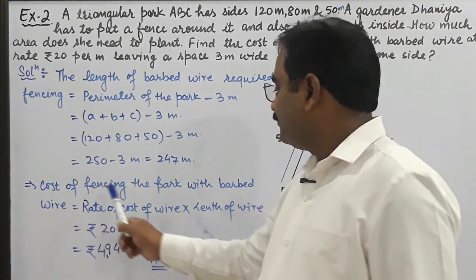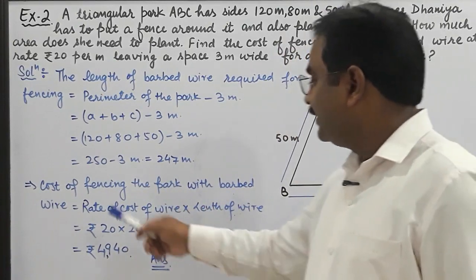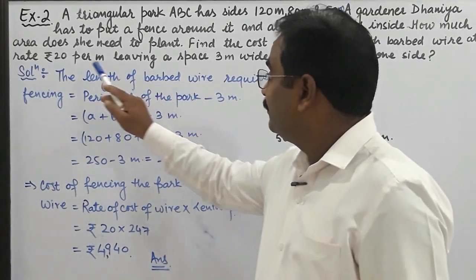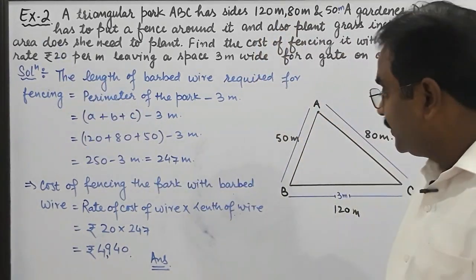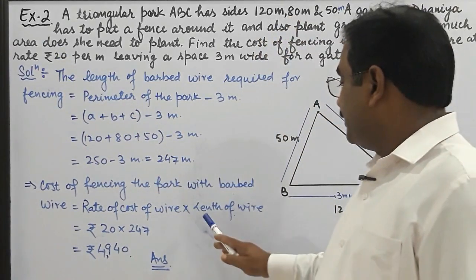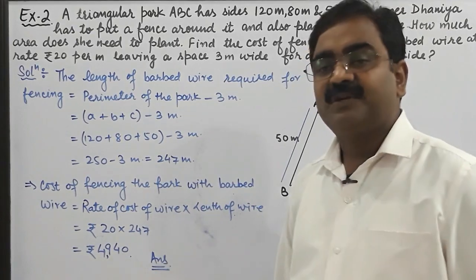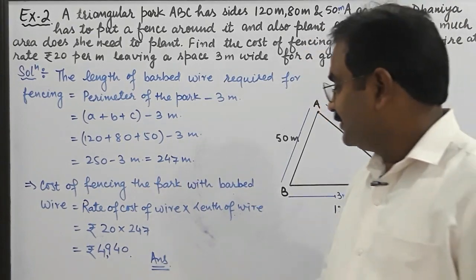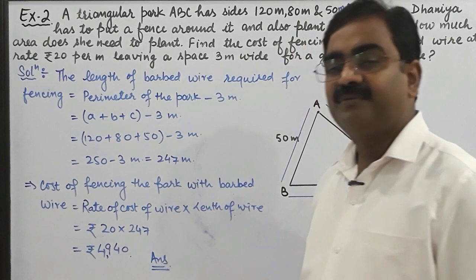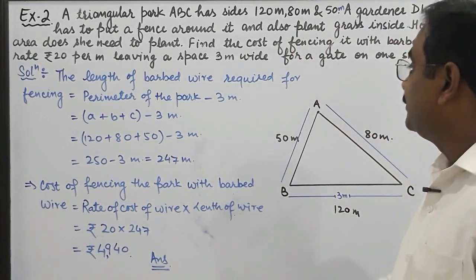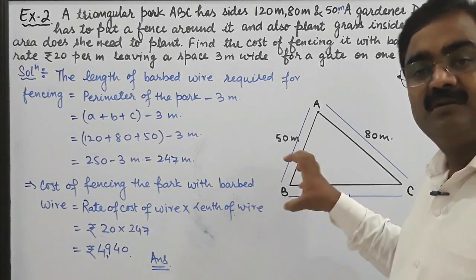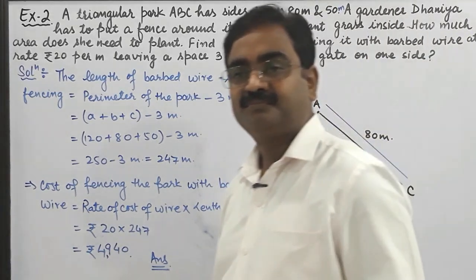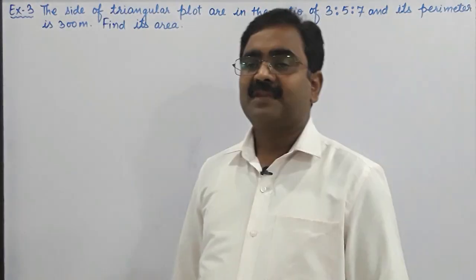Now the cost of fencing the park with the barbed wire is equal to the rate of cost of fencing per meter, that is 20 rupees per meter, multiplied by the length of wire, which is 247. So you will get 4,940 rupees for the cost of fencing this triangular park. Let's see example number 3.